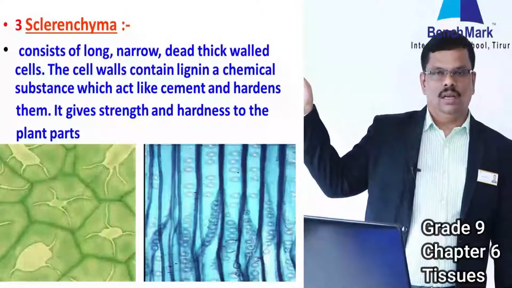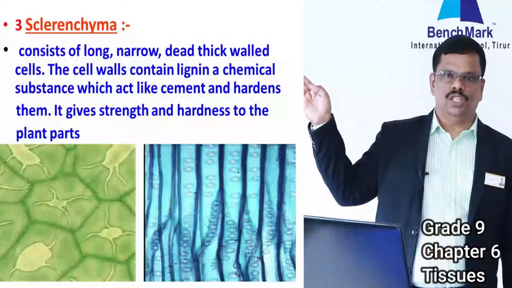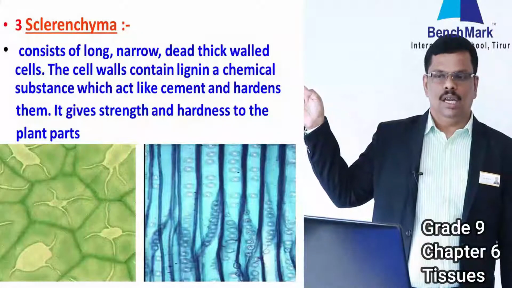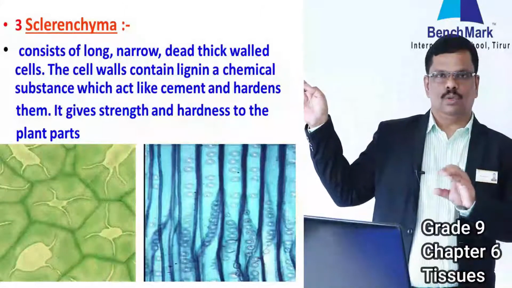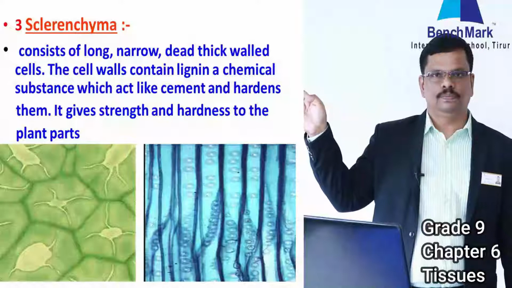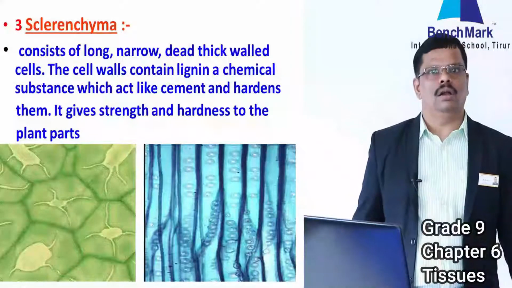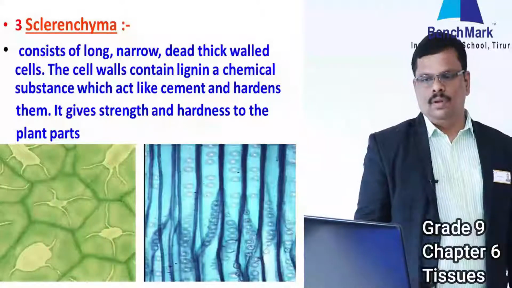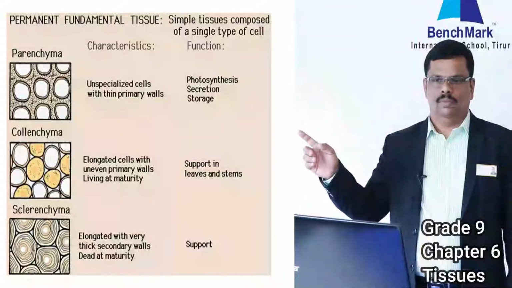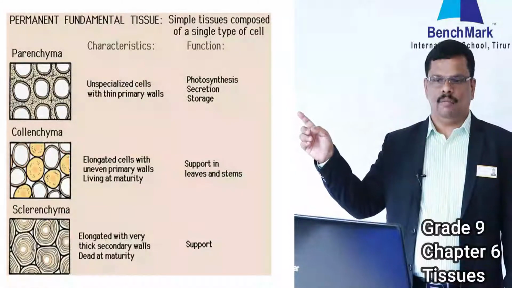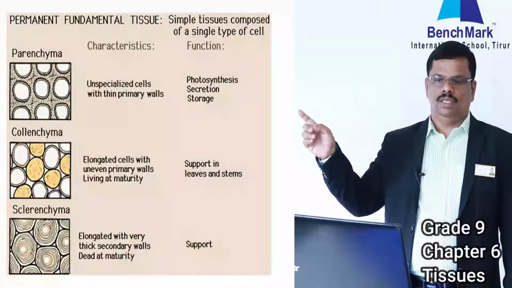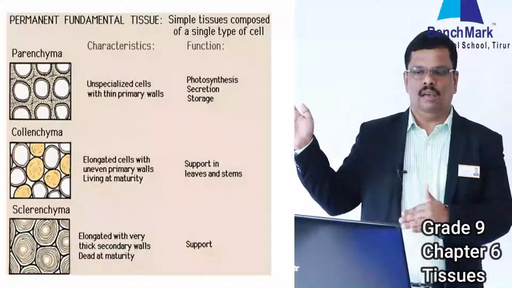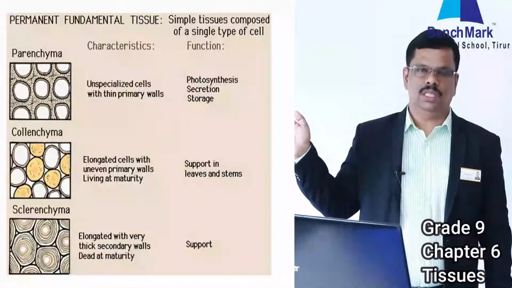Look at the cross-sectional view and the longitudinal view, CS and LS, and you will understand. See, in between there is only very little space in the cell. It is all surrounded by the chemical called lignin. Look at this diagram. Parenchyma, collenchyma, sclerenchyma. It is a miniature, or a summary, which I have placed for you in this slide.